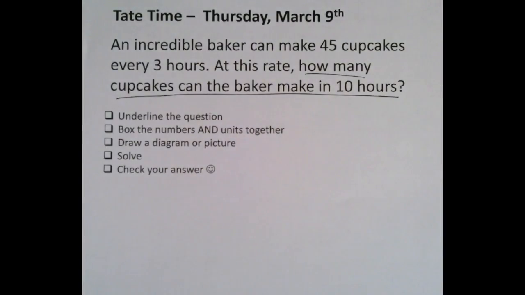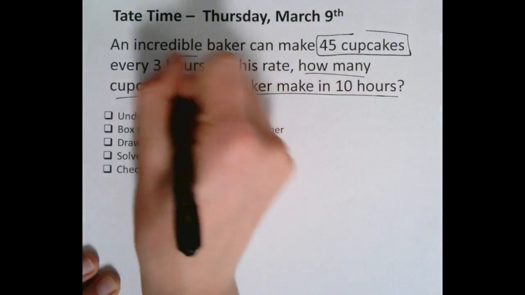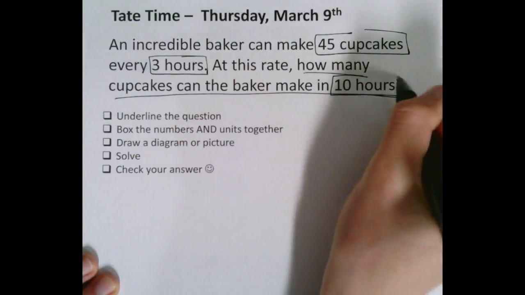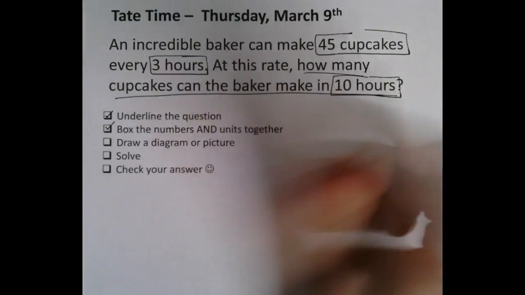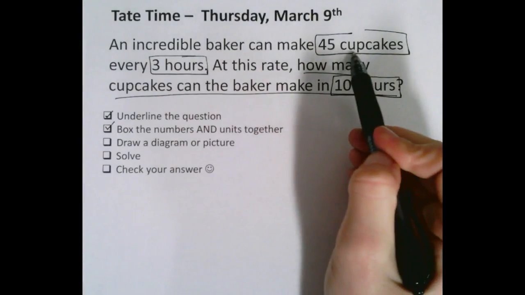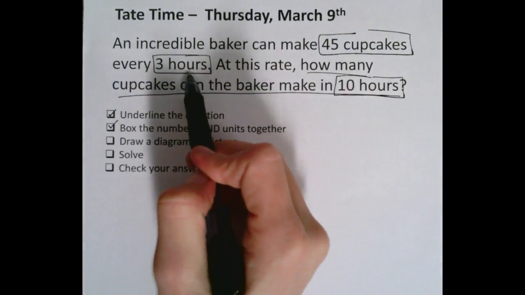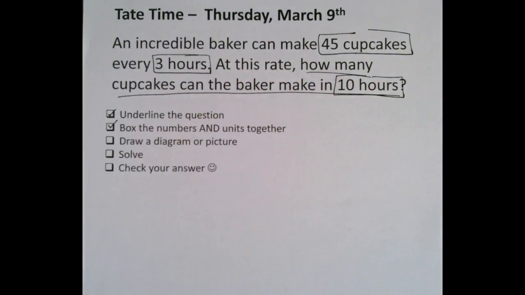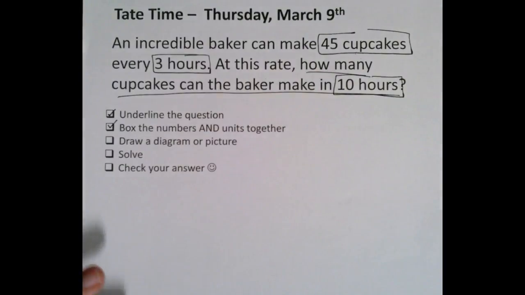Let's figure out the important numbers. Well, we know that they can make 45 cupcakes in 3 hours, and we want to know about 10 hours. The first thing that we should know is that 45 cupcakes is the minimum answer. We need to get more than that because he has more time than just 3 hours. If he's got 3 hours, he's going to make 45 cupcakes. If he has 10, we should know that our answer is going to be more than 45. So, this is what I'm first thinking.